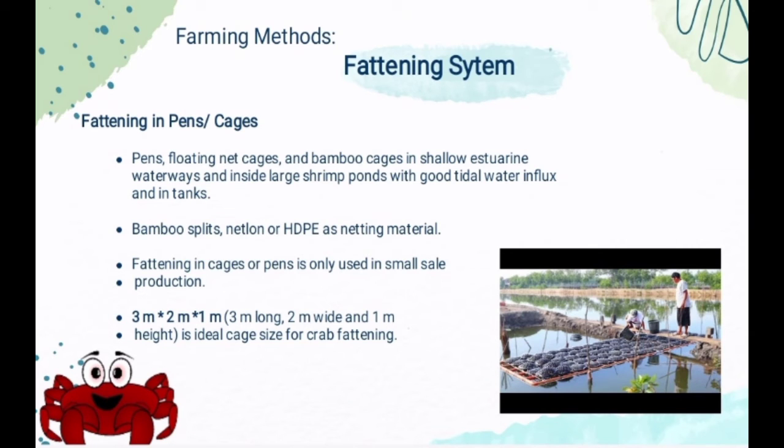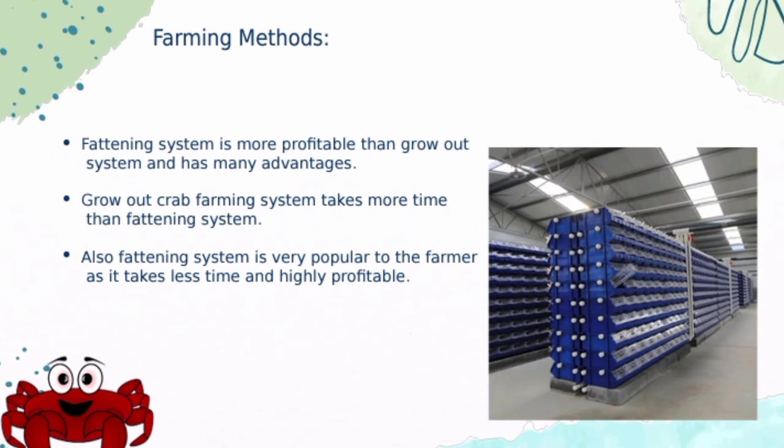Then fattening in cages or pens is usually in small scale production. So this is more used in small production of crabs. 3 meters long, 2 meters wide, and 1 meter height is the ideal cage for crab fattening. So, dito pa din muna tayo sa farming methods.